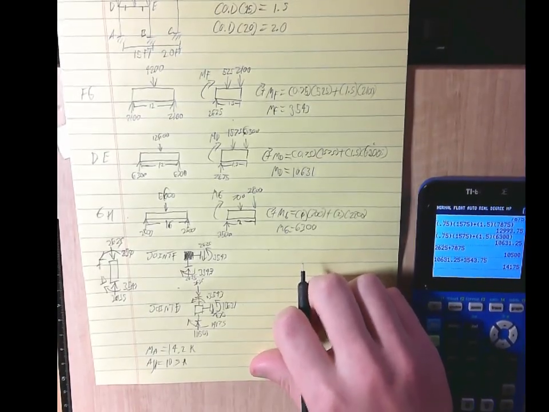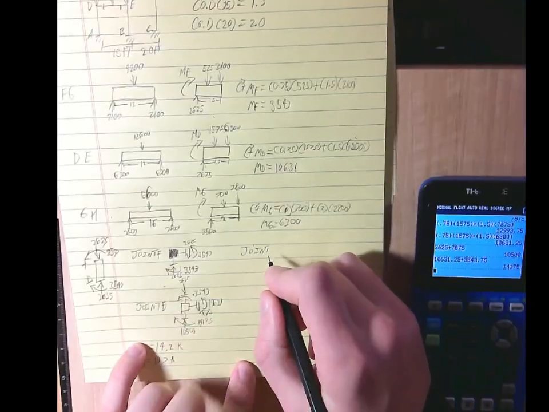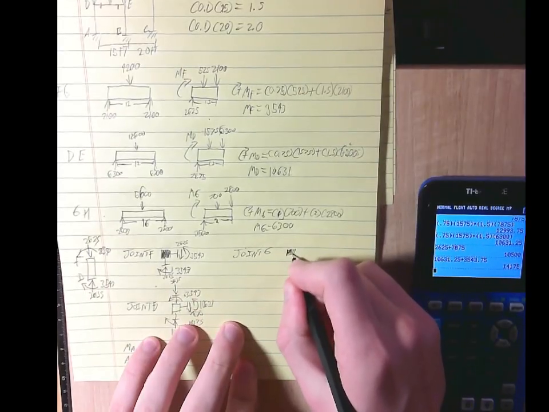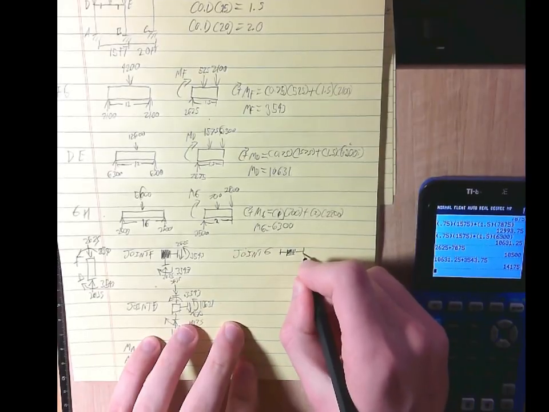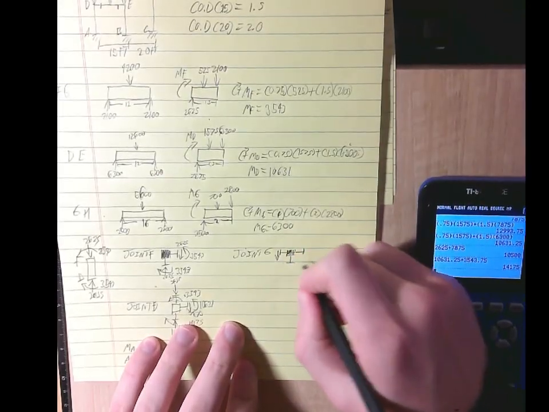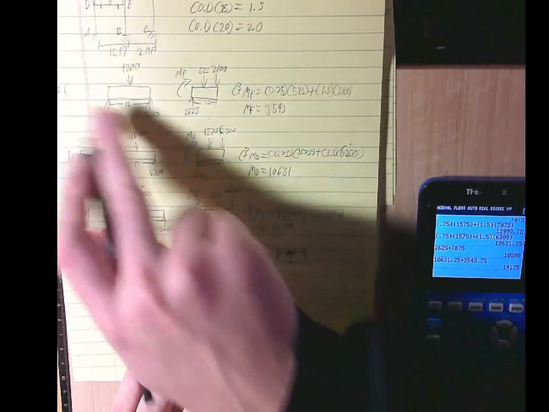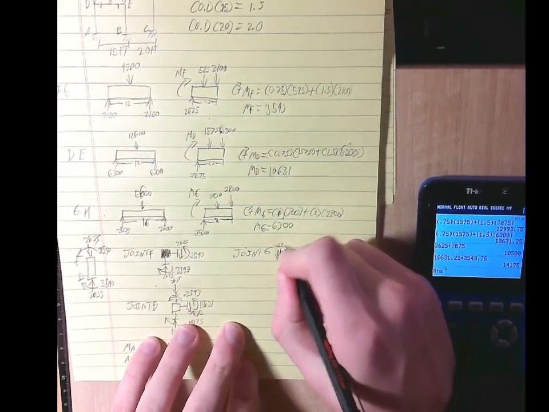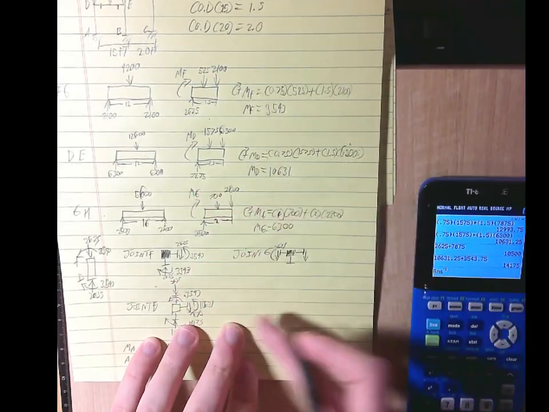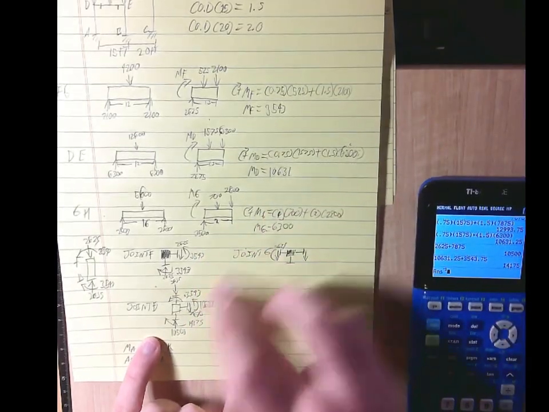Makes sense. Now let's do joint G. Okay, so what are we going to have here? We're going to have something down. What's going to be down here at G? FG 2625. We're going to have a moment. That one's going to be coming this way. And if it's coming this way, then it's going to have to be going the other way.